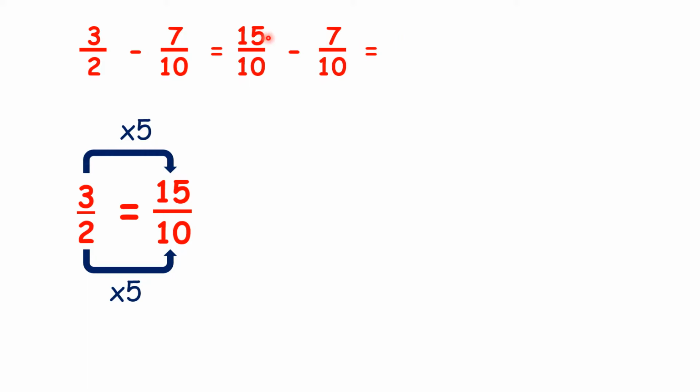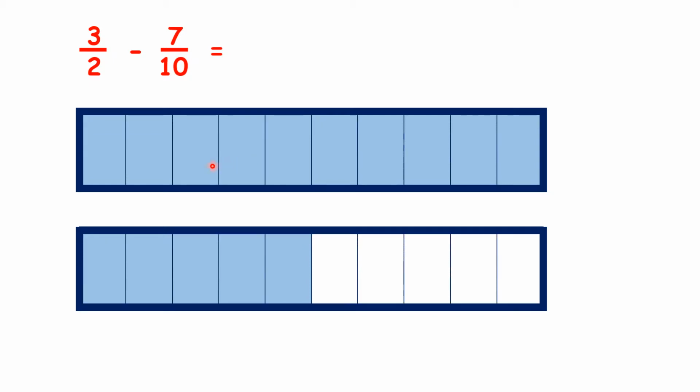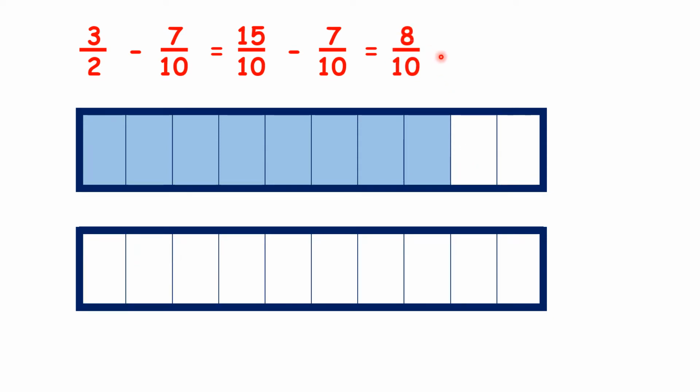To do that, we subtract the numerators and keep the denominator the same, so we have 8/10. So let's see what we did here. We started with 3 halves, but we split our halves into tenths to make 15/10, then subtracted 7/10 to get 8/10 as our answer.